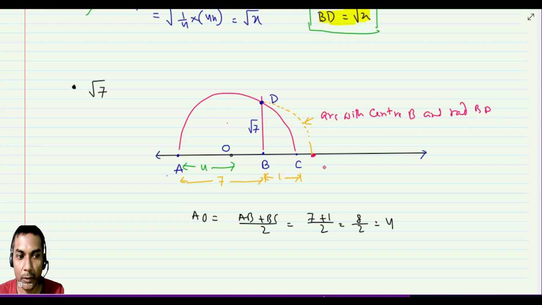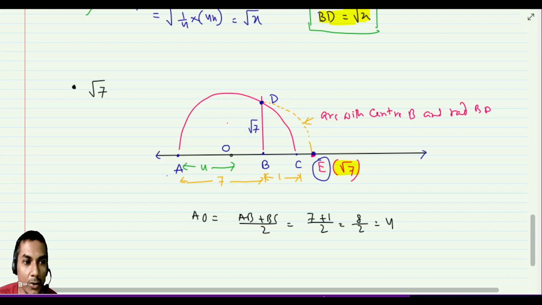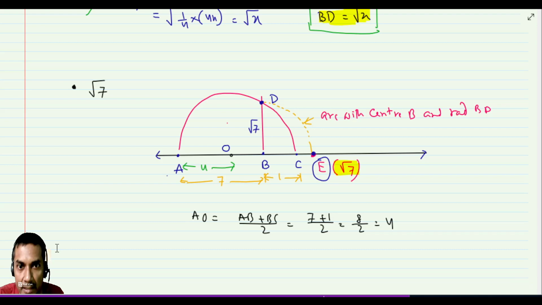So we get the points A, B, C, D, E, and E is root 7. Clear? This point E gives the root 7. So this way you can find roots even for decimals also. How can you do that? Let's take one example.